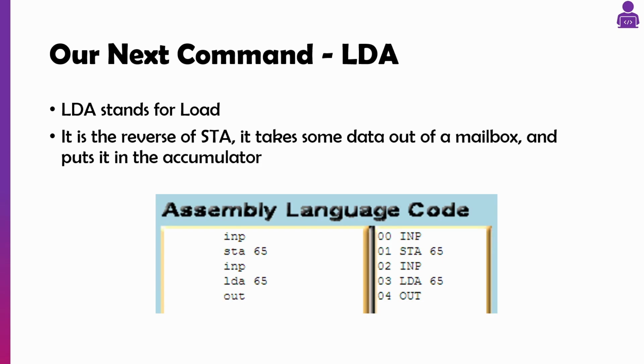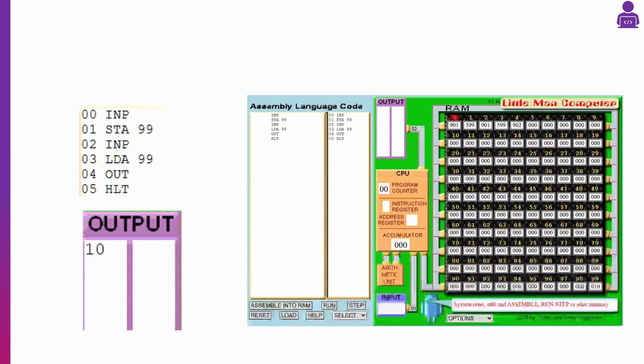You can see on the example on screen, I'm inputting a number and I'm going to store it in RAM slot 65. I'm going to input a second number and then load that first number back. So that would solve that first problem we had on the screen at the start of the video. To see that in action, I've used a different memory location. I've used 99 in this one, but it's pretty much exactly the same thing.